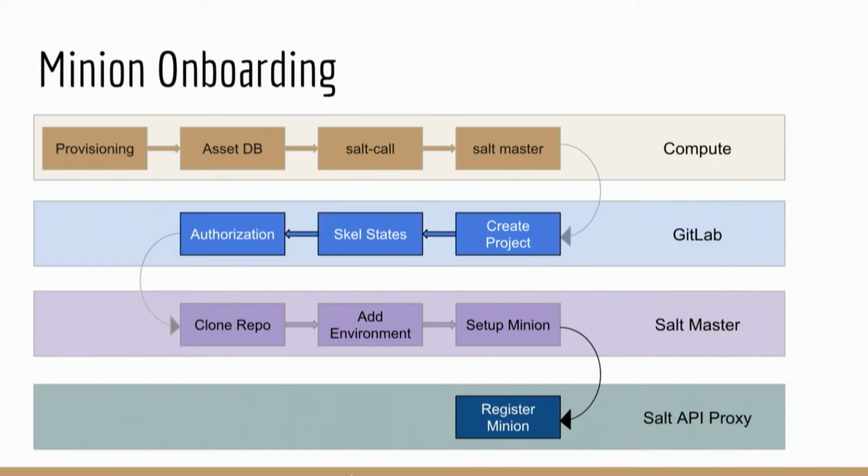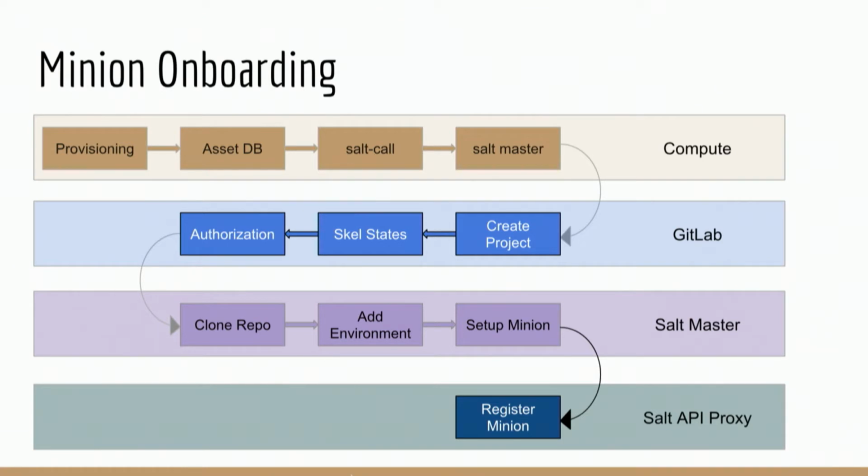Then that Salt master does API calls into GitLab, and if it's an environment we've never seen before, and by the way, we have thousands of environments, I think the average is like 20 to 30 new environments a day, it creates a GitLab project, puts some skeleton states in there, and sets up all the ACLs in GitLab. Then the Salt master clones the repo, adds the environment, sets up the minion just through state high state, and then finally the minion is registered into the Salt API proxy from the master.